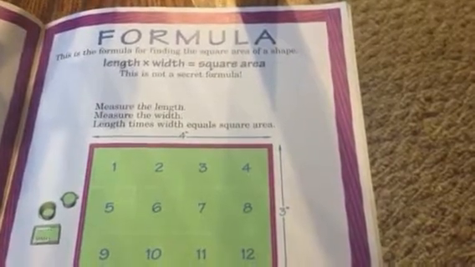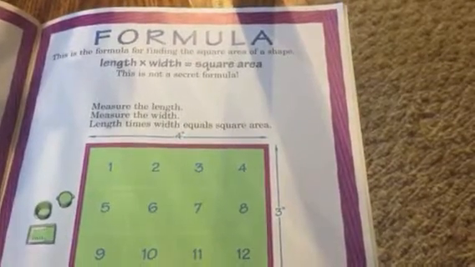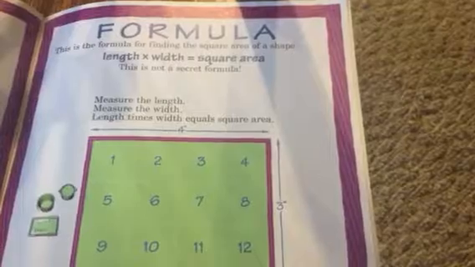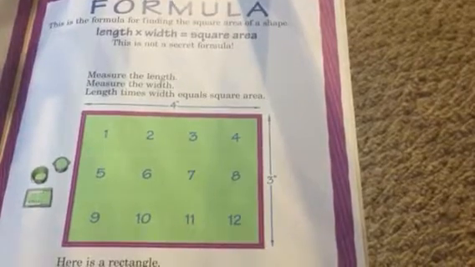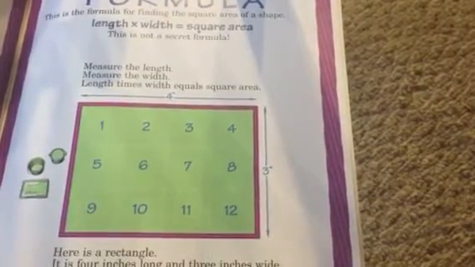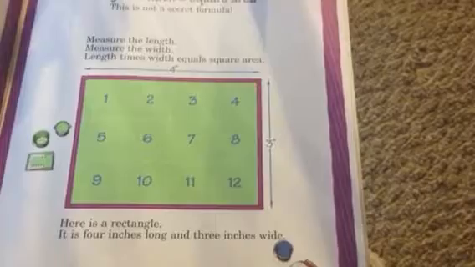Formula. There's a formula for finding the square area of a shape. Length times width equals square area. This is not a secret formula. Measure the length, measure the width. Length times width equals square area.